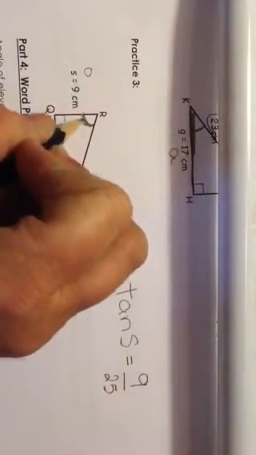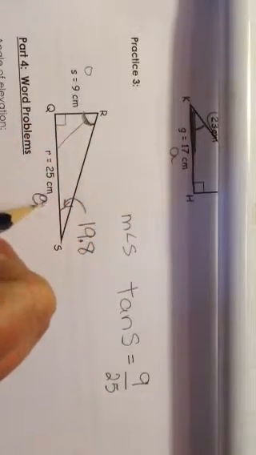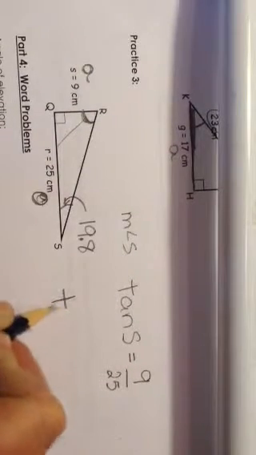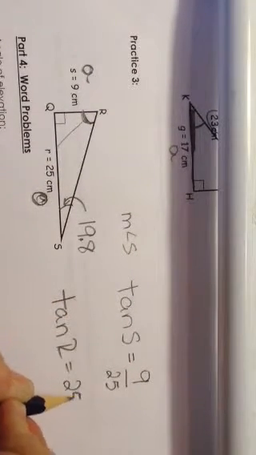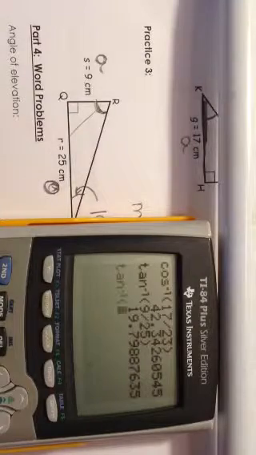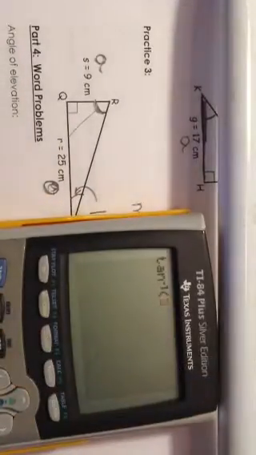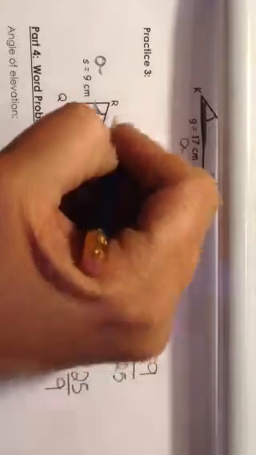Now let's find angle R. Angle R, this would be side opposite, and this would be adjacent. So again, we're going to use tangent. But look what happens to our numbers. They're not the same. So second tangent, 25 divided by 9, 70.2.